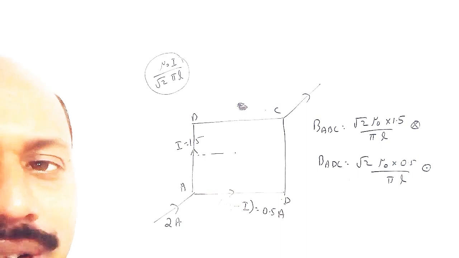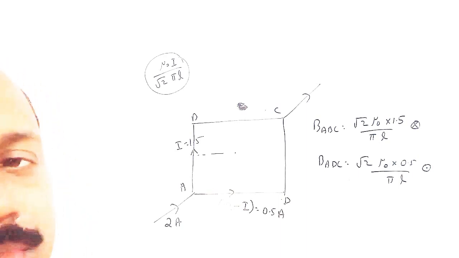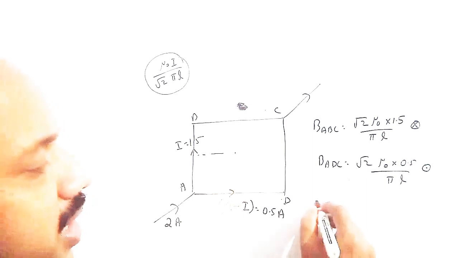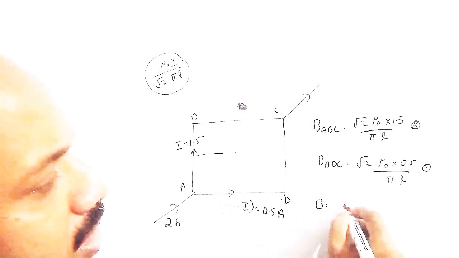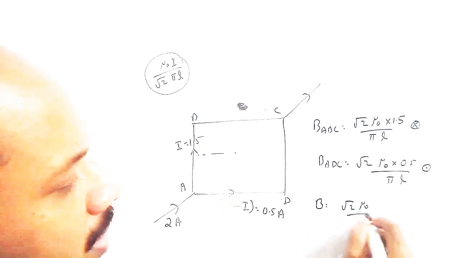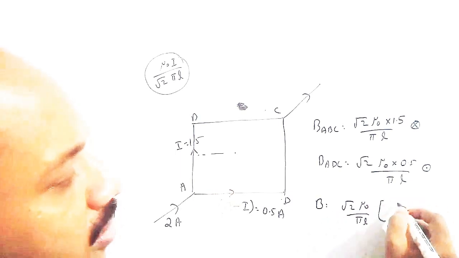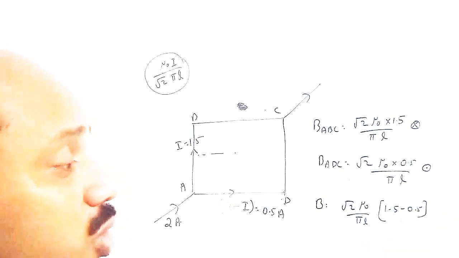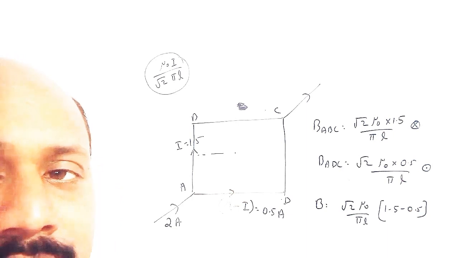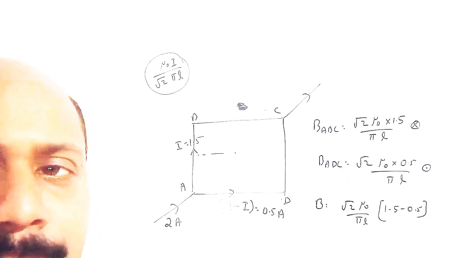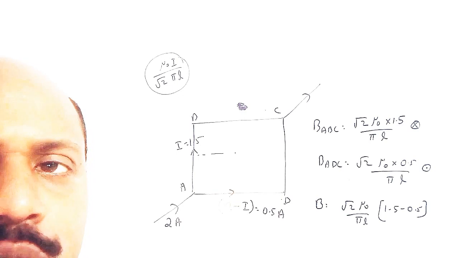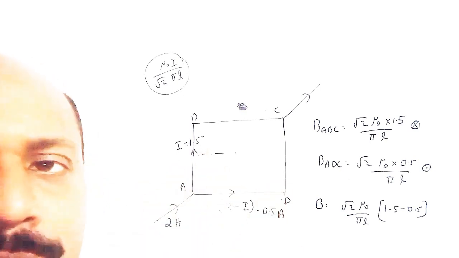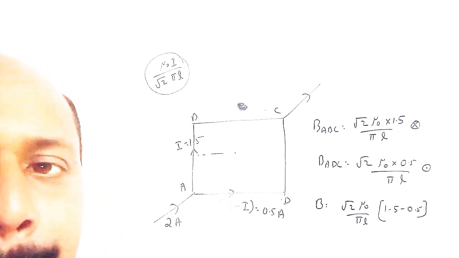Therefore, how much will be the net magnetic field? The net magnetic field will be BABC minus BADC. That is root 2 mu 0 by pi L times 1.5 minus 0.5, which is root 2 mu 0 by pi L. The choice should be like this, root 2 mu 0 by pi L. Then the answer will be, instead of L, the figure shows a square loop with side length A. Instead of L, they took it as A, right? Then it is root 2 mu 0 by pi A.